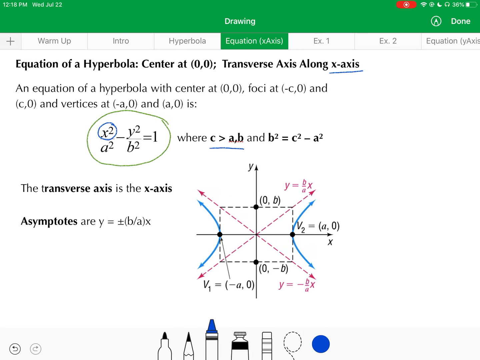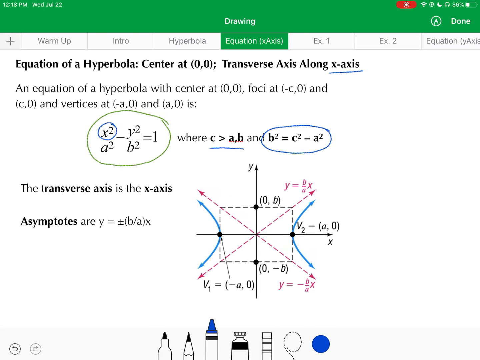All right, well, that's extremely important. If C is larger than A and B, then it changes the equation that we use to relate A, B, and C together, okay? This is the new equation: B squared equals C squared minus A squared. That's the reverse of what it was on the ellipse, okay?